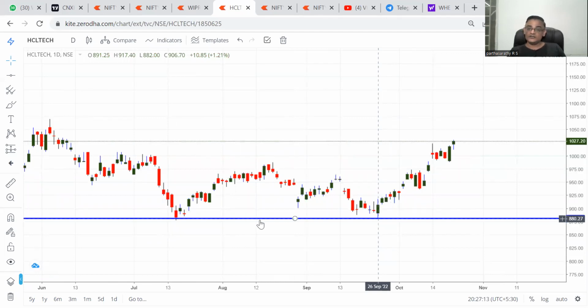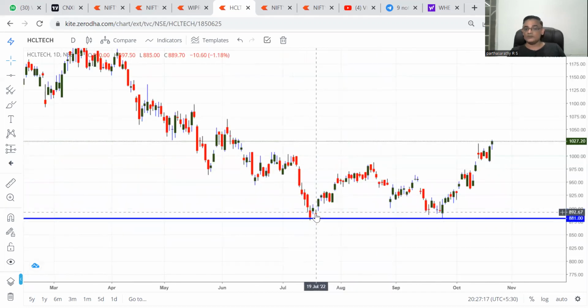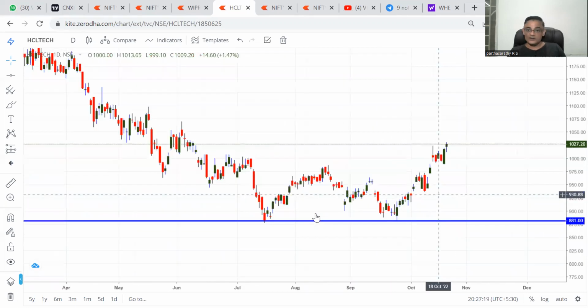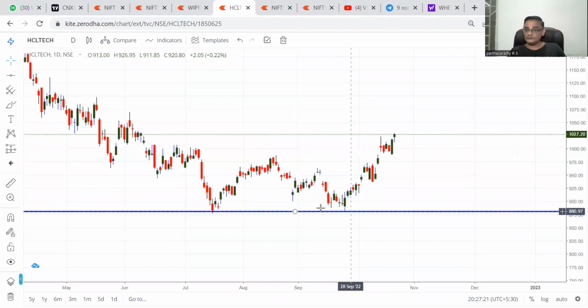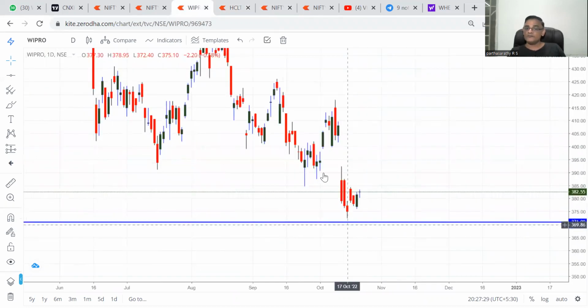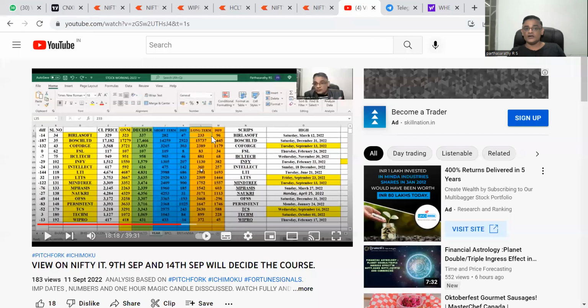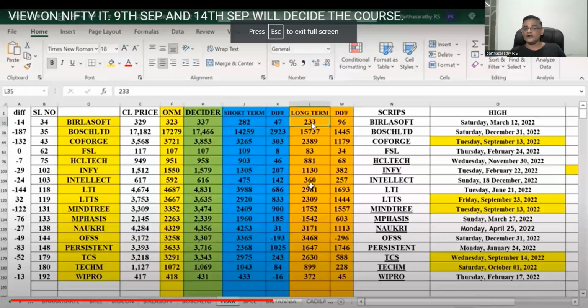You can always say it has taken a bottom here, or a double bottom here. All that is immaterial. But the number is given here, and the same thing with Wipro: nobody can say this is the bottom, but 371 is the long term. All the long-term numbers for all the IT stocks are already communicated in this video.